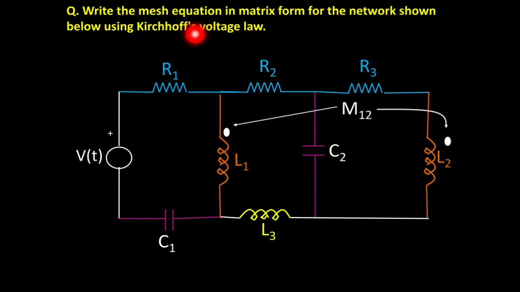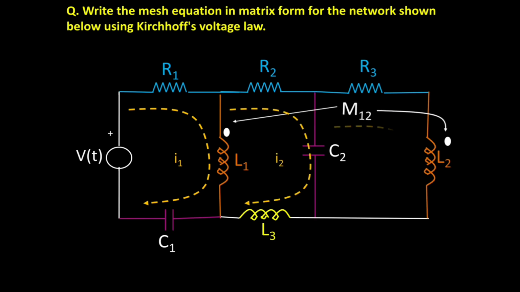As we have to write the mesh equation in matrix form, we will apply Kirchhoff's voltage law in each mesh. We cannot obtain the matrix by inspection if mutual coupling is available in the network. So we will assume currents in the meshes. We know there are three inner meshes, that is mesh number 1, mesh number 2 and mesh number 3. As three inner meshes are there, we will assume currents in the clockwise direction. So let I1 flow in mesh number 1 in the clockwise direction, I2 in mesh number 2 in the clockwise direction, and I3 in mesh number 3 in the clockwise direction.